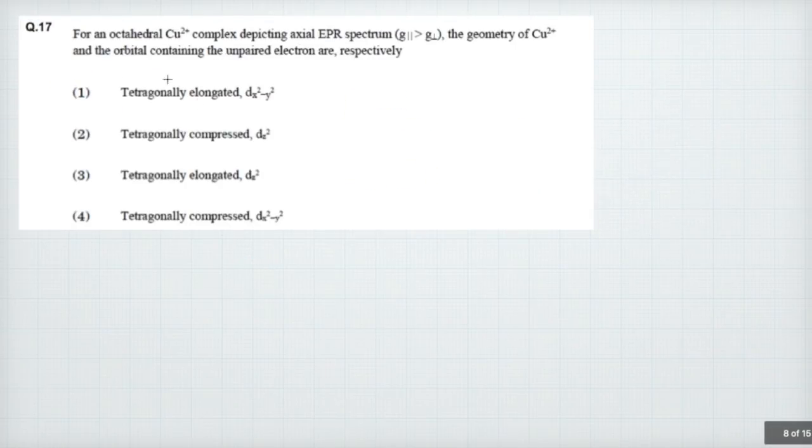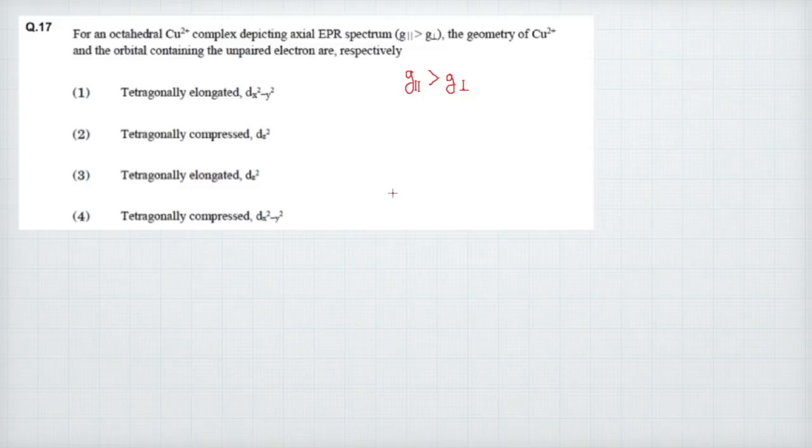The next question says: for an octahedral copper plus 2 complex depicting an axial EPR spectrum, where it is given that g parallel is greater than g perpendicular, the geometry of copper plus 2 and the orbital containing the unpaired electron are?